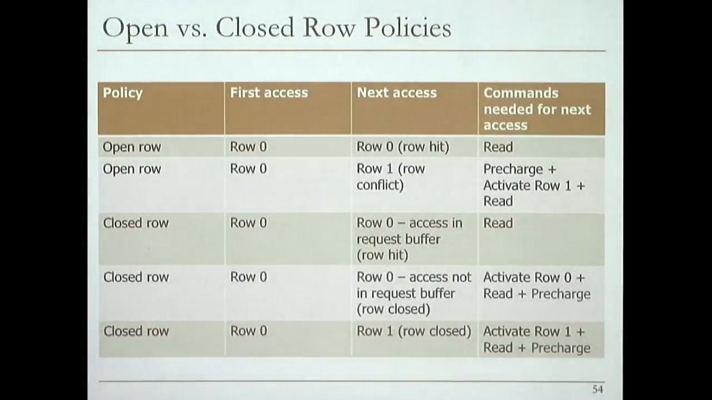But this is just to give you an idea of how the policy affects what commands are needed for different accesses to a given bank. So if your policy is open row, if your first access is to row 0 and the next access to row 0, you get a row hit, and the next access requires only a read. I'm not going to go through this. This is just for your reference. It's obvious over here. So basically, you want to avoid this case, for example, right? If your policy is closed row, if the first access is to row 0, and if the next access is to row 0 also, you have a problem because you close the row after the first access, which means that you need to activate the row again.